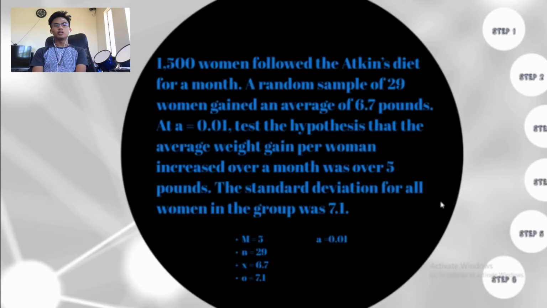And this is our given, which is M is equals to 5, n is equals to 39, x bar is equals to 6.7, sigma is equals to 7.1, and our alpha is 0.01.